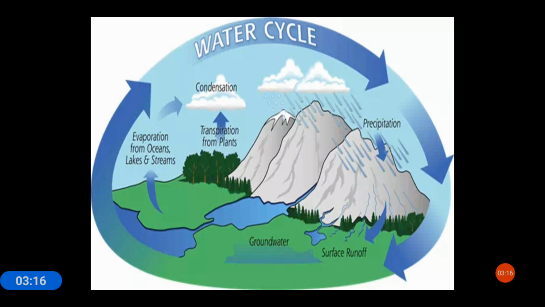Its abundance only seems to vary because it is in constant motion, cycling through the oceans, the air, the land, and back again through the process of evaporation, precipitation, and runoff. This is referred to as the water cycle. So, the water remains constant and the same.